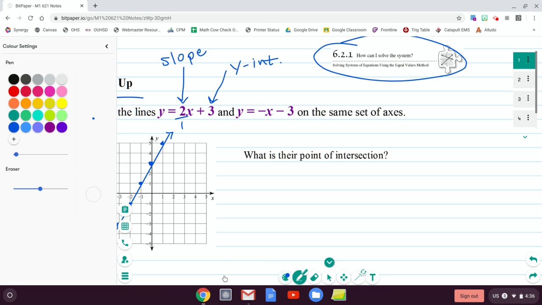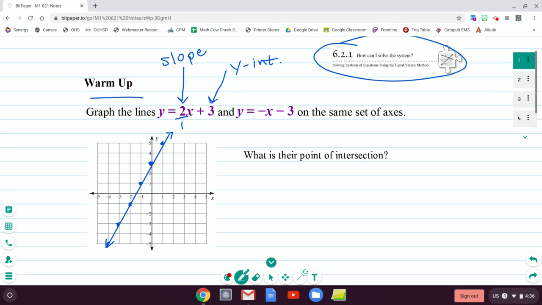Second line, I'm going to use a different color. Let's use red. Okay. Second line, our y-intercept is -3. And then our slope is, it looks like there's an invisible -1 right there. So -1/1 will be our slope. So I'm going to start with that y-intercept, that -3. And then our slope was -1/1. So I'm going to go down 1/1, down 1/1. Let's go down 1/1. Put a point there. And I'm going to go again, down 1/1.